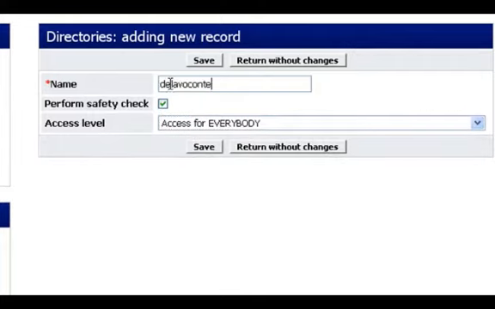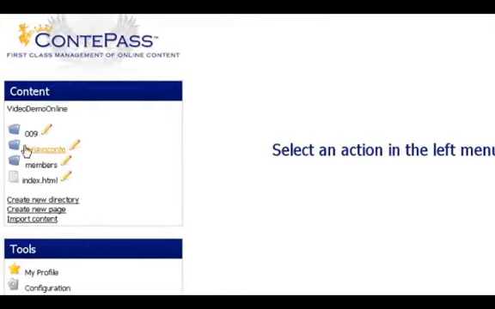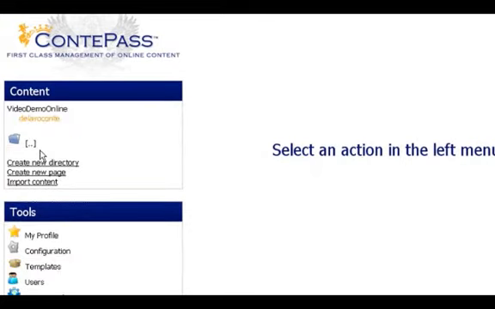For the purpose of this video, I'm going to call this one DELAVO Conte so you can see that showing up when we're creating our memberships. We're going to click save, and it will then appear here, and we want to now go into this folder by clicking the option here because we want to now create a new page for this new directory that we've created.